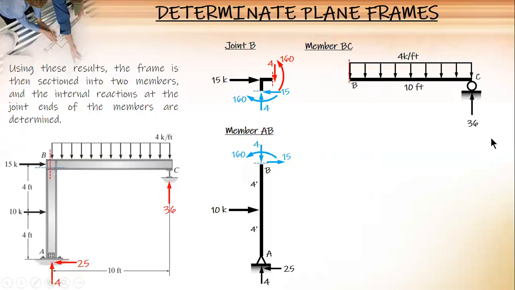So for BC, its reaction is 36, you transfer the 4 and the 160. Downward becomes upward here, and the 160 counterclockwise here. And then check. 4 times 10 is 40, right? Against 4 and 36, 40 also. And then check the moment. 4 times 10, 40 times 5, that's 200. Against 4 times 10, 40, plus 160, 200 also. So it is zero here.